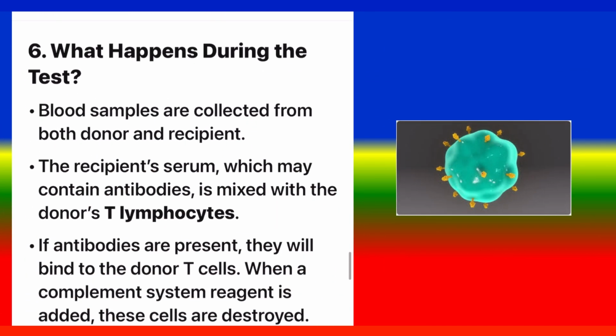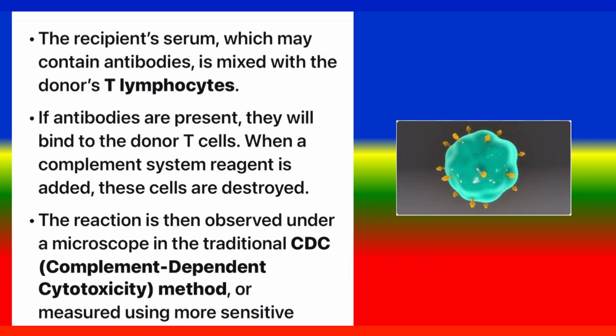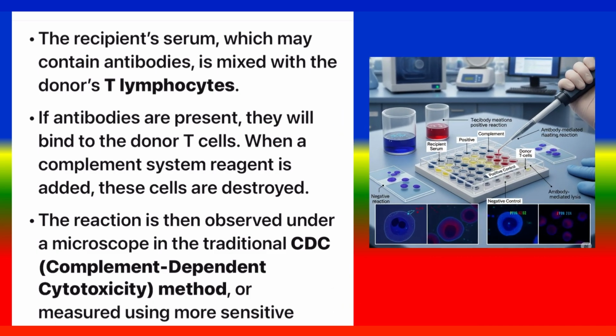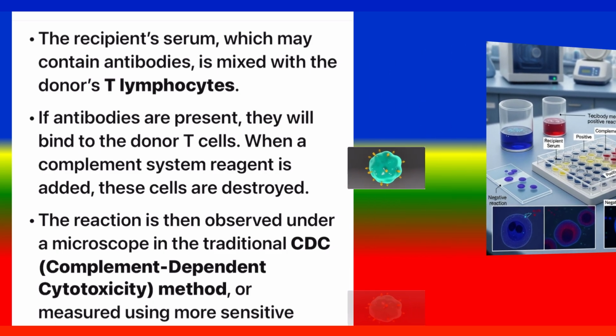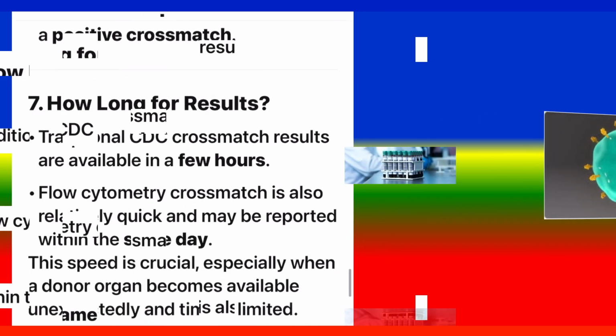6. What happens during the test? Blood samples are collected from both donor and recipient. The recipient's serum, which may contain antibodies, is mixed with the donor's T lymphocytes. If antibodies are present, they will bind to the donor T cells. When a complement system reagent is added, these cells are destroyed. The reaction is then observed under a microscope in the traditional CDC, complement-dependent cytotoxicity method, or measured using more sensitive methods like flow cytometry. The presence of cell death indicates a positive crossmatch.